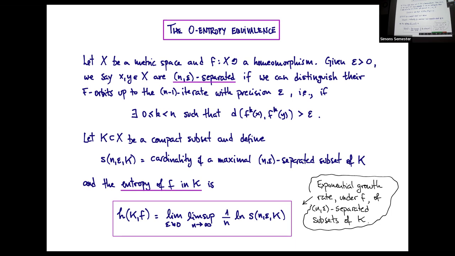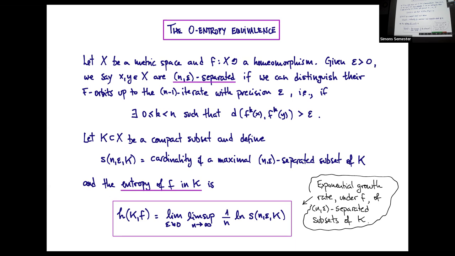So that's what n-epsilon separated sets are. And now you can do the following. Take any compact subset of your metric space, and then fill it with n-epsilon separated points. So you start putting points in your set so that any pair of such points is n-epsilon separated. Well, if you put too many points, then you can't do it because they start to have to be too close to each other. So I want to put the biggest number possible of points in there, every pair of which is n-epsilon separated. And then you count that number.